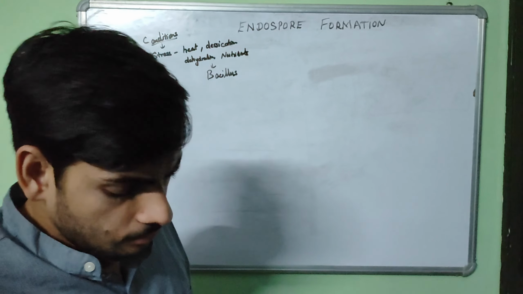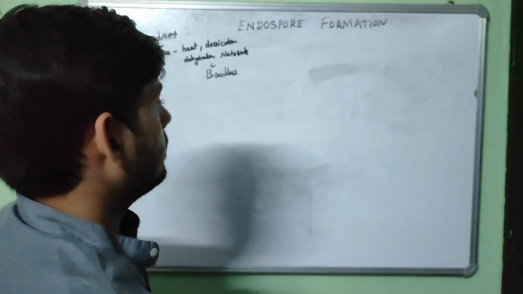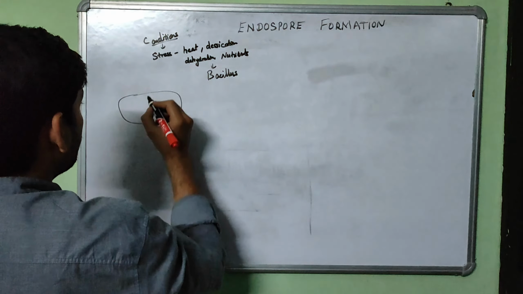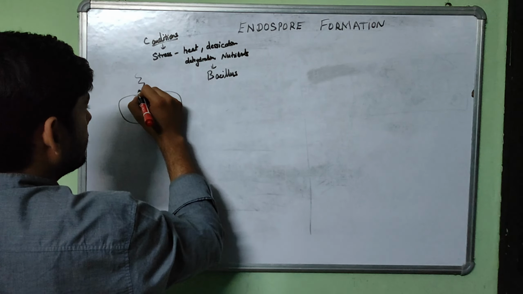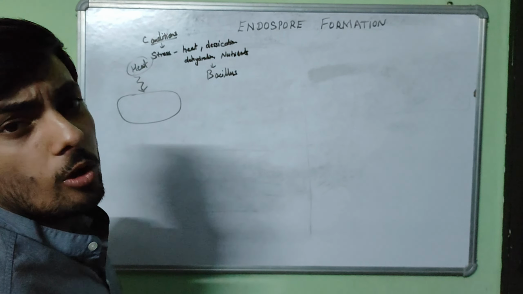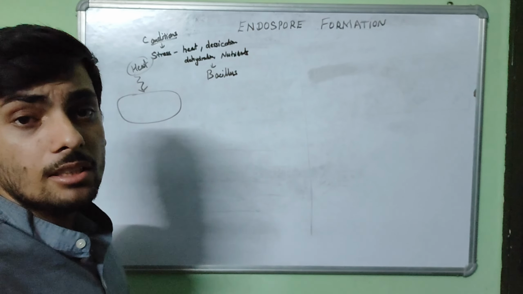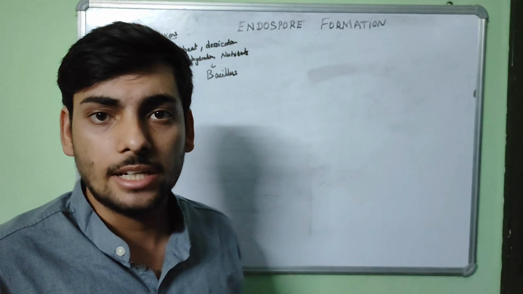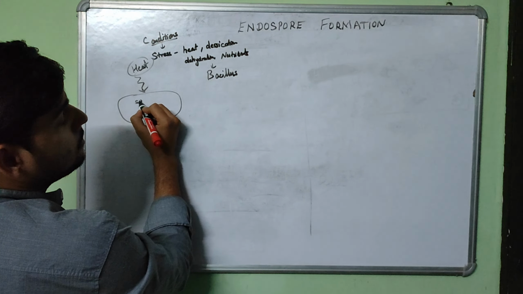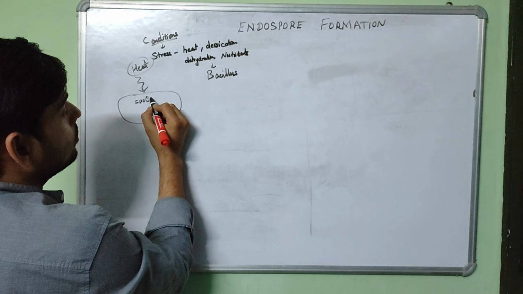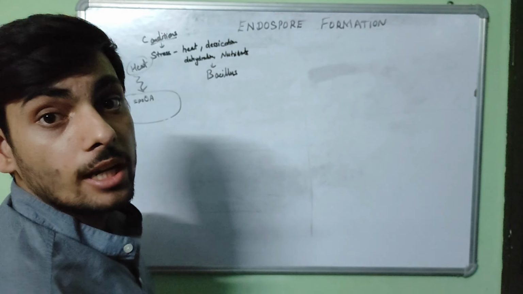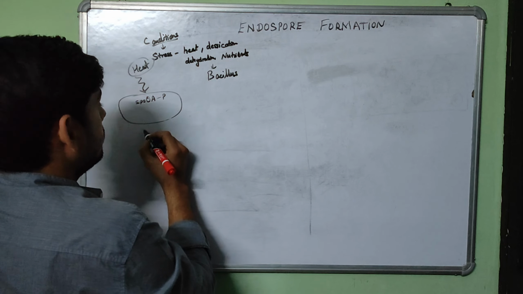A bacillus will feel stress, and in that stress, let us say this is the bacillus bacterium, and here comes heat. When this heat falls on the bacterium, a certain signal transduction pathway will get activated, and due to that activation a certain factor, SPO0A, will get activated and phosphorylated.